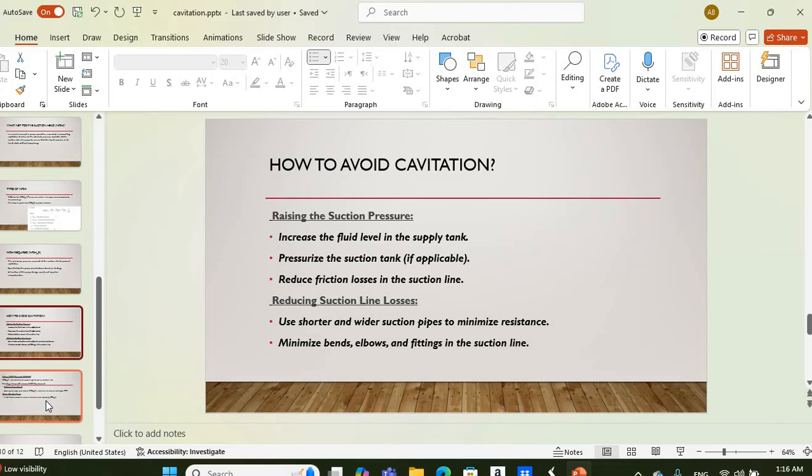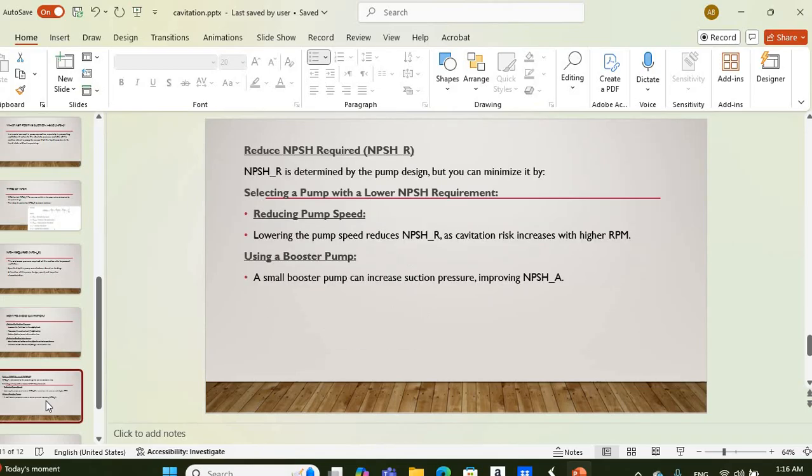And of course, the fittings play a very important role. The more fittings in the suction line, the more they lower pressure, make losses and make the pressure drop. Don't use bends and elbows too much unless you need to. What else? Also reduce the net positive suction head required, which is determined by the pump design. You have to make a good selection.